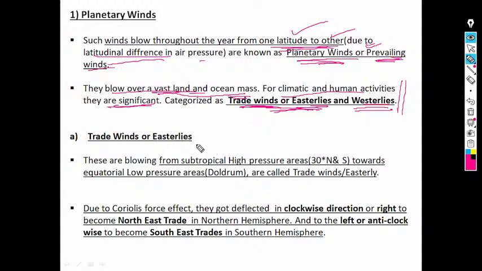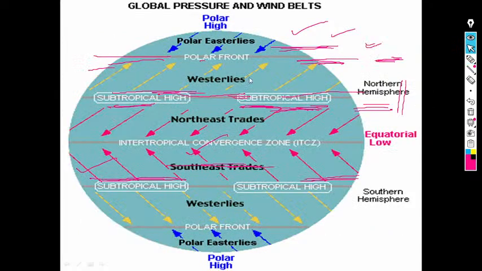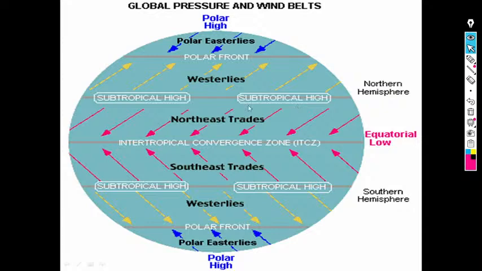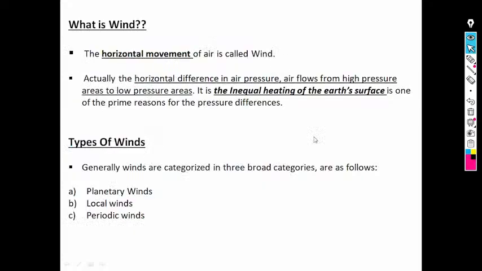Then trade winds or easterlies, these are blowing from the subtropical high pressure areas towards the equatorial low pressure areas. Basically, subtropical high to equatorial low. They are called trade winds and easterlies. We can see here, this is subtropical high, this area, to equatorial low. This is ITCZ or equatorial low.